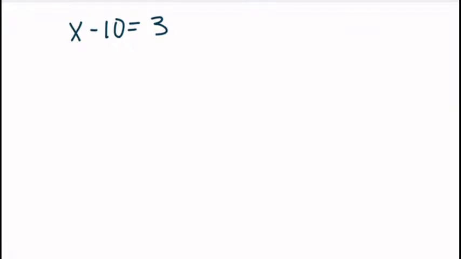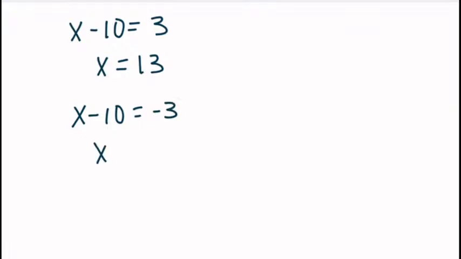We would solve this like we did earlier, and it would just equal x equals 13. Now for the second equation, it would be x minus 10 equals negative 3. You add 10 to both sides, and you get x equals 7. So you have 2 answers here, and this is because there's always 2 different ways to get to a midpoint. This is better explained by a number line.